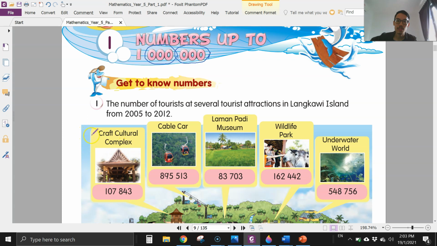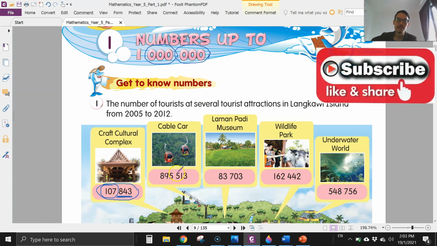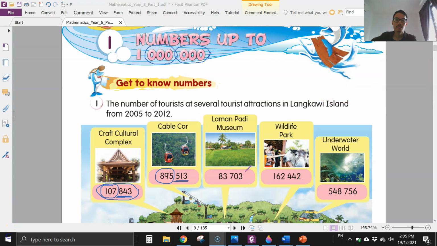Look at the first picture, Craft Cultural Complex. Now, how do we read this number? Again, 3 numbers behind. They are thousands. So you read this number, 107,000. Underline 3 numbers behind here. We read this, 895,000. Okay, let's look at this Laman Padi Museum.